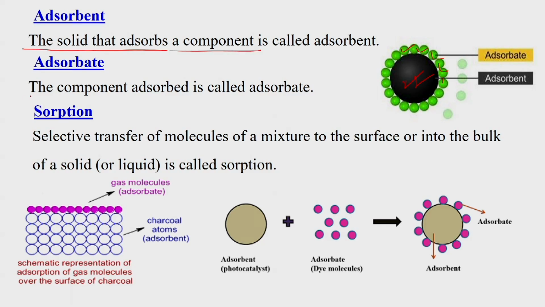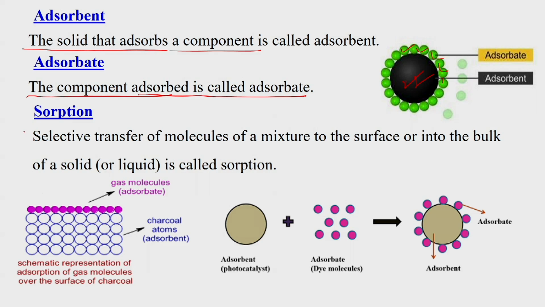Now, the adsorbate: the component that is adsorbed is called the adsorbate. This is the target component, the one of interest to separate from a mixture. The selective separation of a target component is called the adsorbate.